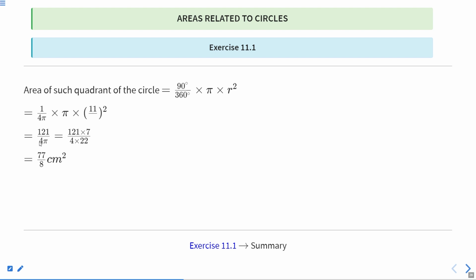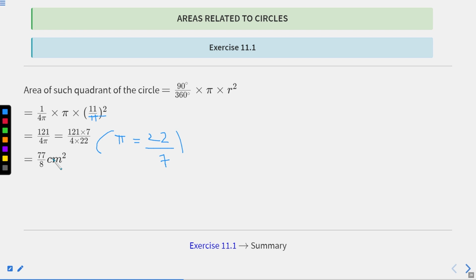This is equal to 121 by 4 pi, which is equal to 121 into 7 divided by 4 times 22. Here basically we take the value of pi as 22 by 7. So this is equal to 77 by 8 centimeter square. So the area of such a quadrant of the circle is 77 by 8 centimeter square.